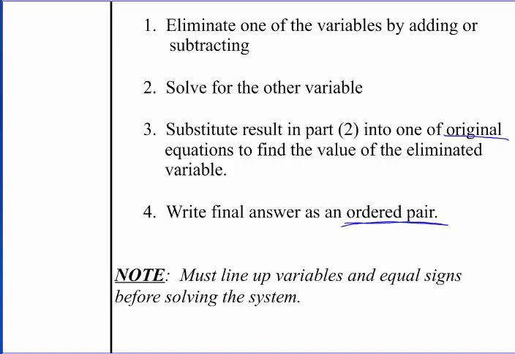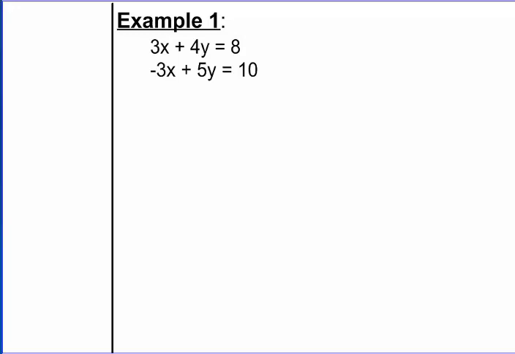So let's do an example. So here's our first one. When you're looking at these equations, you want to look at the 2 x variables and the 2 y variables and the coefficients of each of those. In this case, if we look at the coefficients of the x variable, you'll notice one is a positive 3, one is a negative 3. And what happens with the positive 3 and negative 3 when you add them? They will cancel out. 3 plus negative 3 is 0.